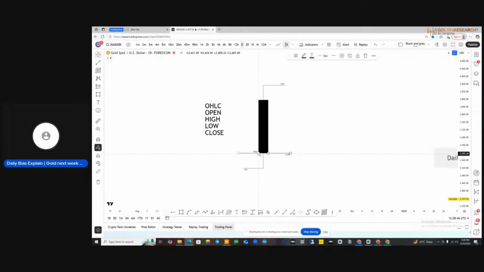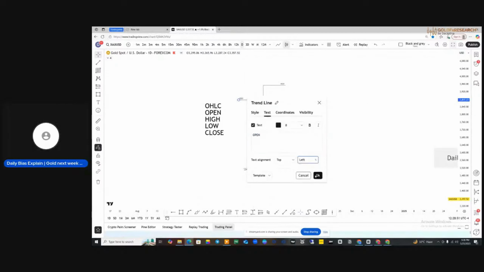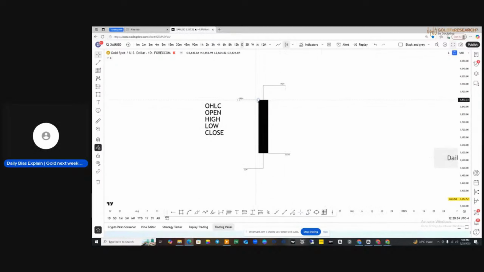Now, since I'm considering this as a bearish candle, I'll place its opening price here like this and the closing price right here. All right. Have you understood this much? Good. Now I'll add an arrow right now, okay? All right. You all have understood up to this point.